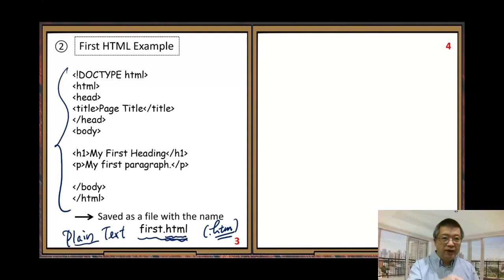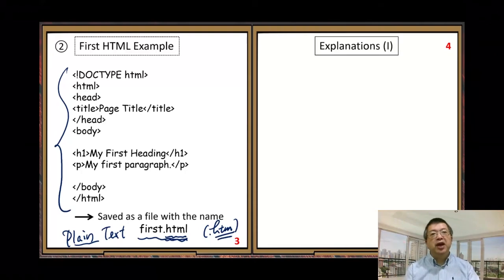All right, so you save it at some location. Usually your default browser is associated with the HTML file automatically. So when you double click it, the browser is brought up and it displays that document. That's simple. All right, here, let me explain the meaning.